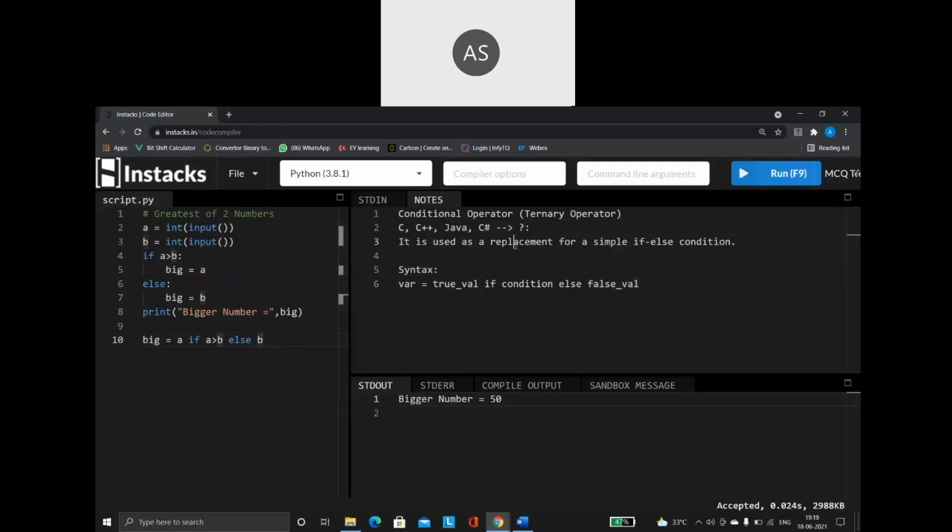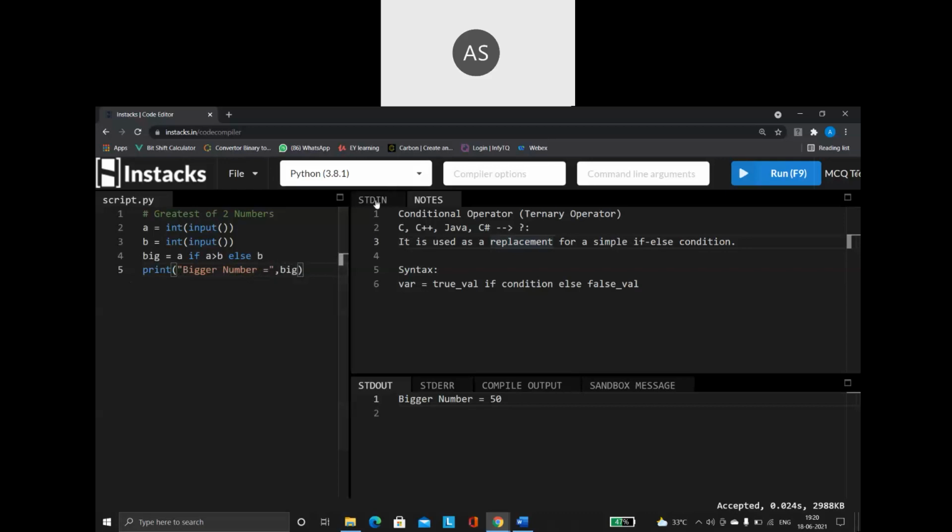It is used as a replacement for a simple if else condition. When the condition has more than one part, don't complicate it using the conditional operator. It is just going to confuse things more. So for a simple if else condition, I will just take this out. So now I'm just going to have this. After this, I'm just printing the same thing: bigger number is equal to, comma, big.